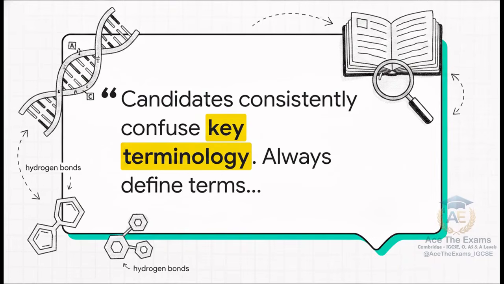If you think standard revision is enough to get by, well, read this specific warning straight from the Cambridge Principal Examiner report. Candidates consistently confuse key terminology, always define terms before using them in extended responses. This proves that ordinary revision, just reading the textbook, highlighting a bunch of facts and hoping for the best, completely fails. If you drop a word like purine, pyrimidine, or hydrogen bond in an extended answer without establishing its exact biological context first, the examiner absolutely cannot give you full credit. You must set that foundation.